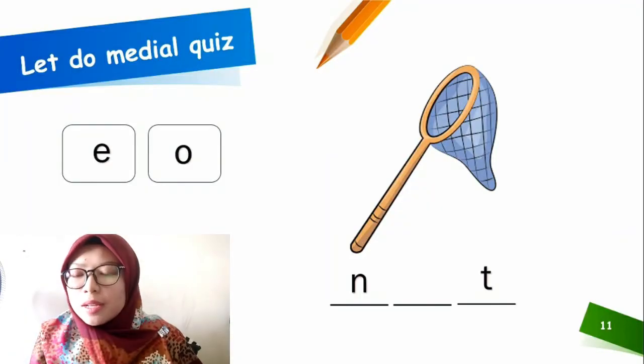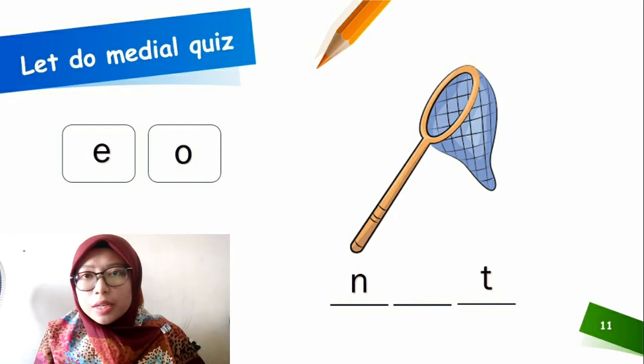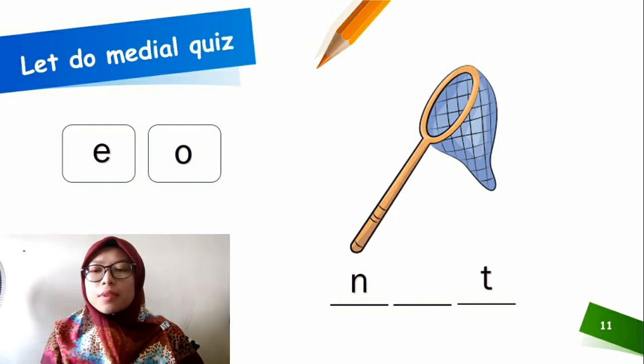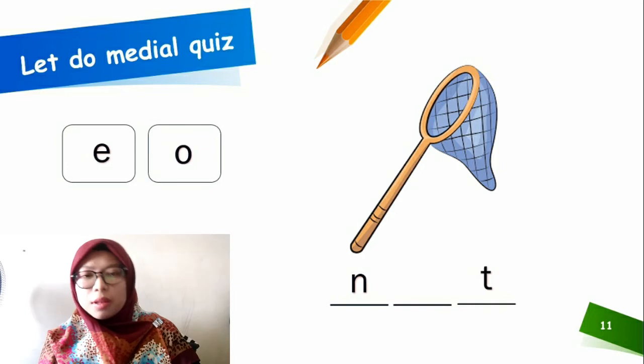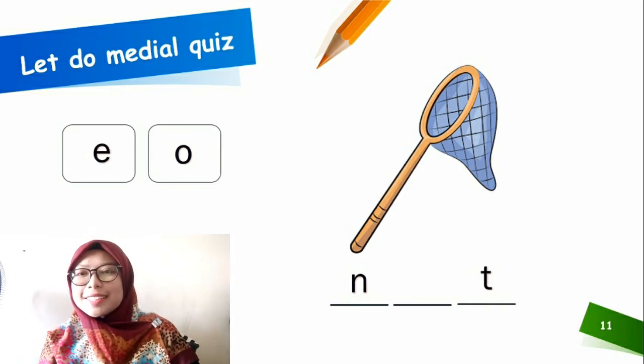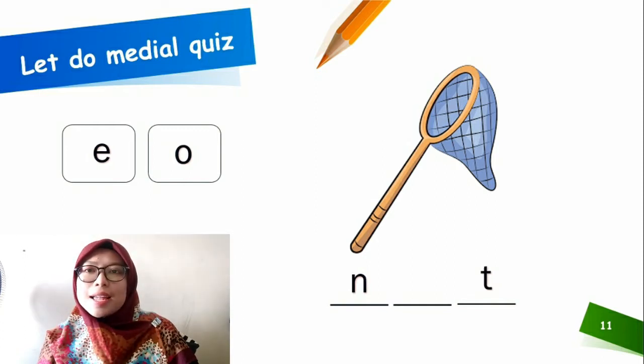Next question. Click the correct letter to complete each sentence. This picture shows a net. N, a, and t. The answer is the a sound. Is it a or o? Correct. The answer is a.